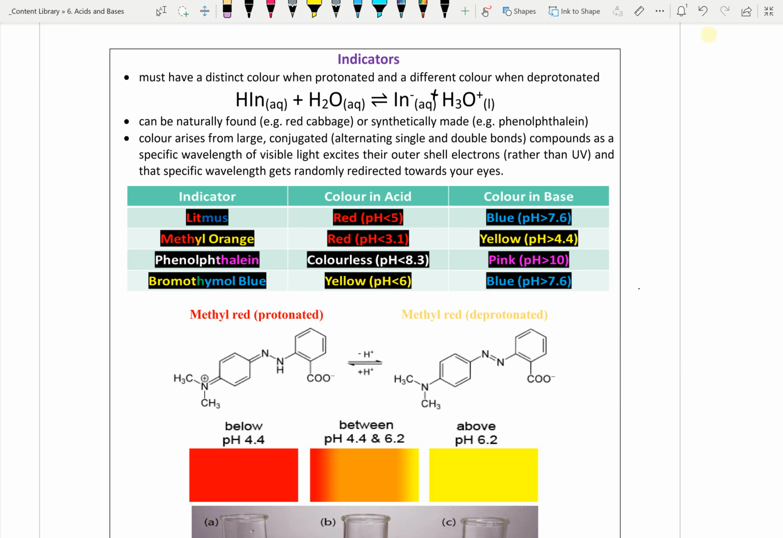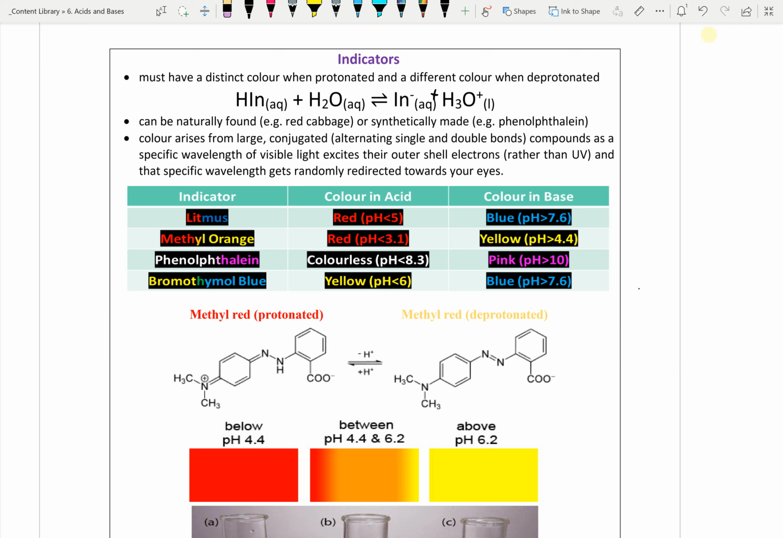Right. An indicator, if you haven't guessed, IN is indicator, is HIn, and this substance here is huge. This methyl red substance here is huge, right? And I would write H, and then the rest of it is indicator. So the indicator is literally the rest of it, and this one is In minus, absent from the H.